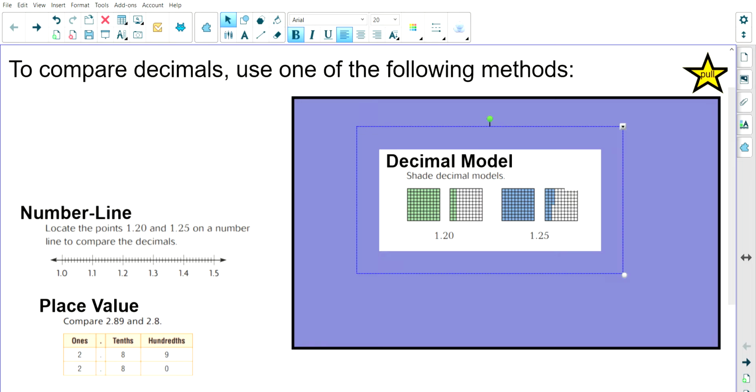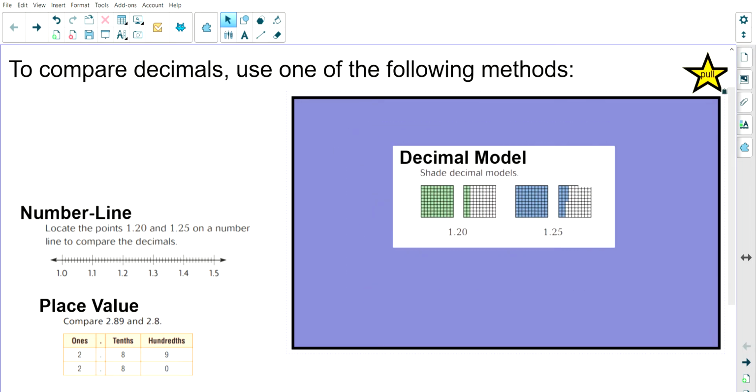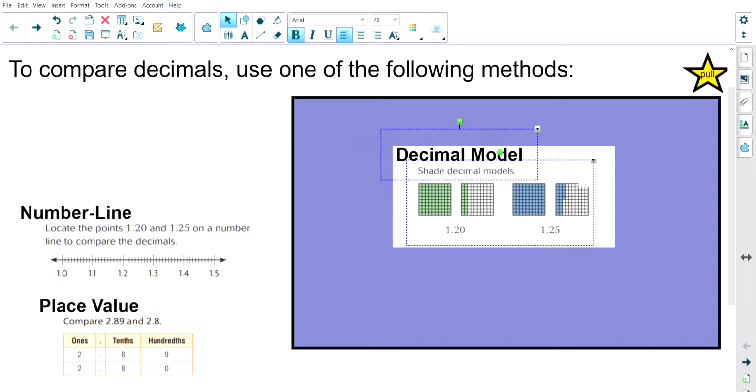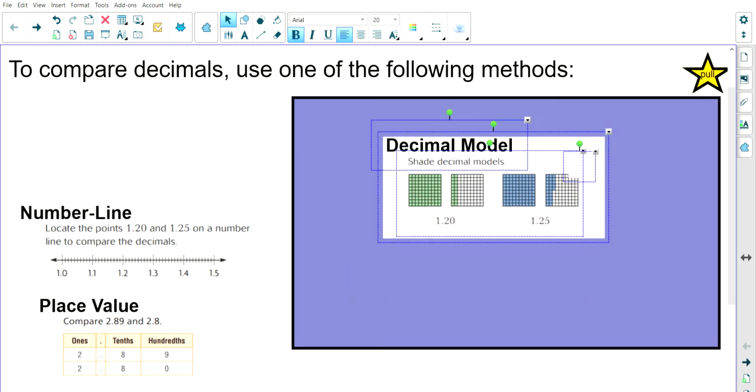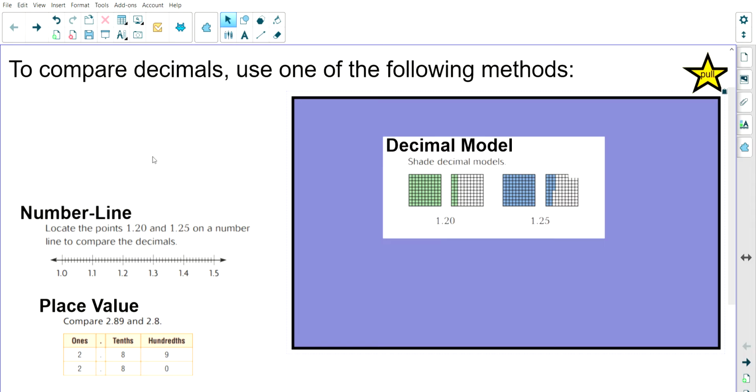So looking at the decimal model, you can take each decimal and you can model it out using hundreds grids or tenths grids, depending on whether the decimal is in tenths or hundredths. So looking at this first one, we have 1.20. We read this as 1 and 20 hundredths because the last digit we have is in the hundredths place. Right now, you can just be watching the video. You don't need to be writing with me unless you'd like to write the title, which is decimal model.